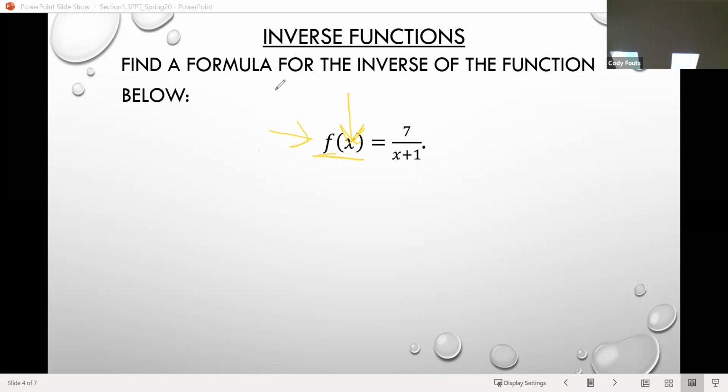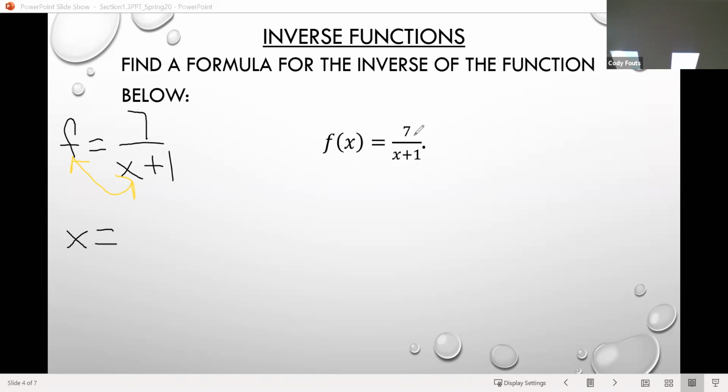Okay, and so to find the formula for the inverse, the first thing I'm going to do is rewrite this in a little simpler form, here off to the side. So I'm going to write this as f equals 7 over x plus 1. And then as I mentioned, an inverse function switches the inputs and outputs. Since x is my input and f is my output, I'm going to switch the f and the x, have them switch places. So what we get when we do that is x equals 7 over f plus 1.